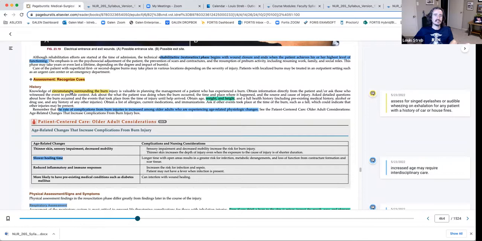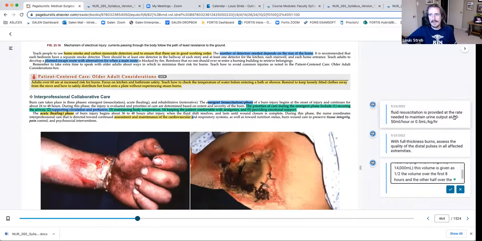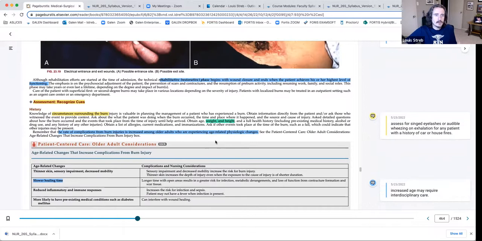So think about that. Assess, like I said, for singed eyelashes, audible wheezes when they exhale, think about any history of car or house fire. Then get a weight and a height so you can start thinking about the Parkland formula. You can start thinking about the urine output, right? If you don't remember the urine output, I want you to make sure you remember that. It's 0.5 mLs per kilogram per hour. Those matter. So it's really important that you understand that.